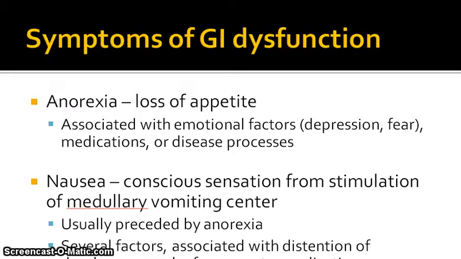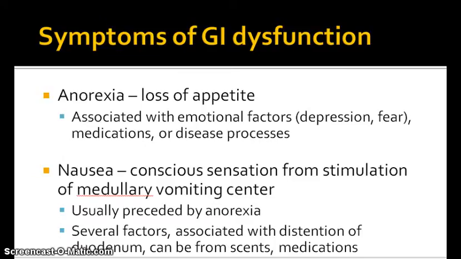There are some general signs and symptoms that go along with GI dysfunction. They're not usually specific to anything in particular, right? But they do tend to give us some indication that something's wrong. The first one would be anorexia. So not the eating disorder, just the general term, which means a loss of appetite or no desire to really eat. It's often associated with our emotional state, such as people who have depression, anxiety, or fear. They often don't feel like eating at times. It can be a side effect of medications or a disease process that's going on.